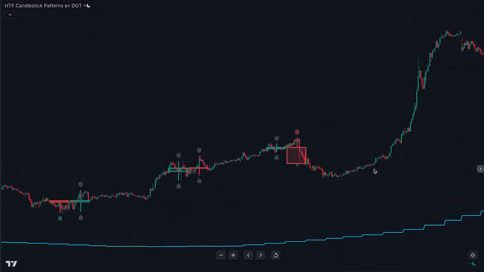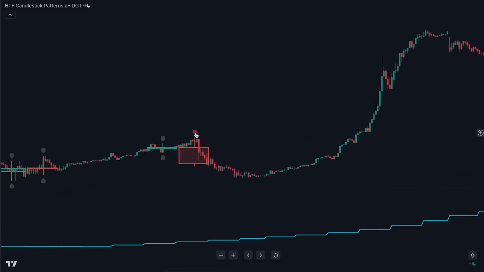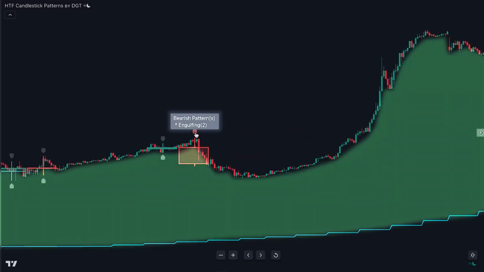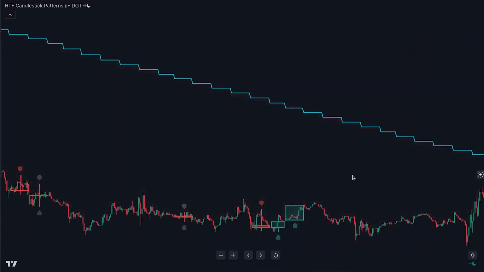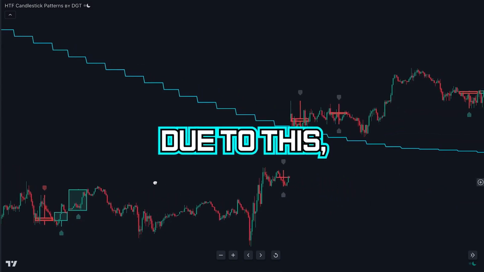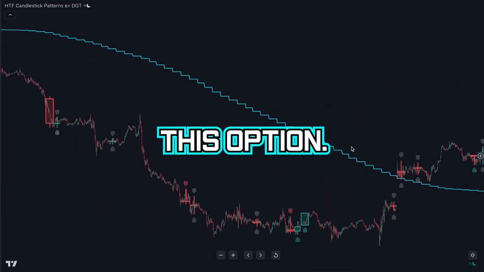It is also worth mentioning that if you use either of the moving averages options, you will still see some bearish patterns in a bullish trend and some bullish patterns in a bearish, as it will still try to detect reversals of that trend. Due to this, we would not recommend using this option.